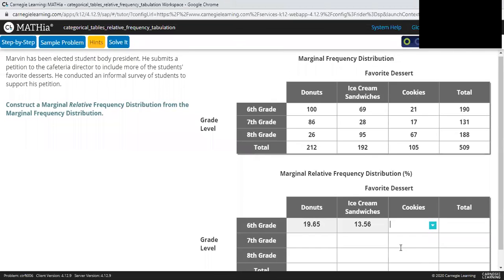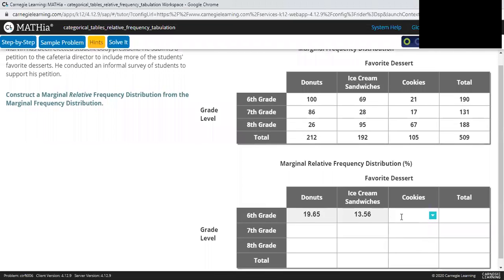All right, so next one, we've got cookies. 21 out of 509 students times 100 means 4.13% of students prefer cookies. And then we'll come back to our total in just a minute.